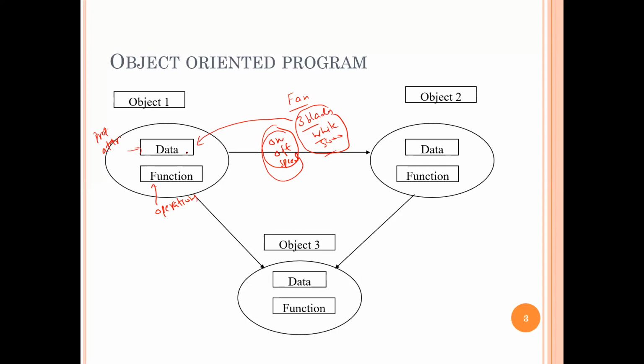So in other words, all that you have in data will always be a noun, right? For example, price is a noun, color is a noun, and whatever you have in functions will always be a verb. Turn on, turn off, change the speed, right? So these will always be verbs, and data will always be nouns. So this is a more formal way of saying what we mean by an object. So we said an object is something which has some data and some functions, right? And of course, in your program, you can have multiple objects.